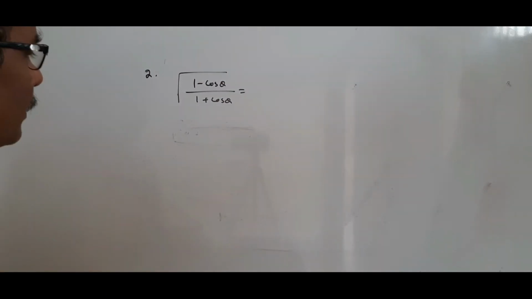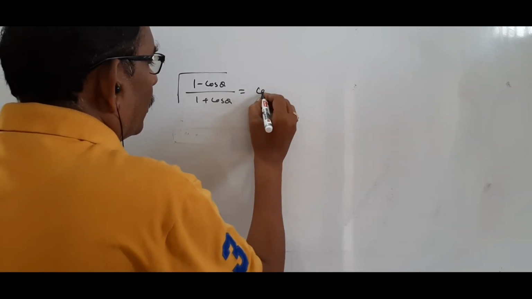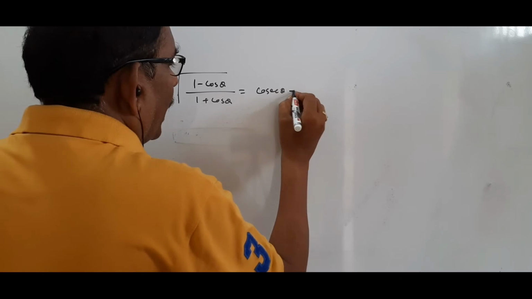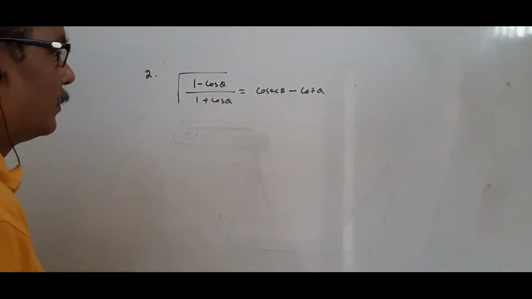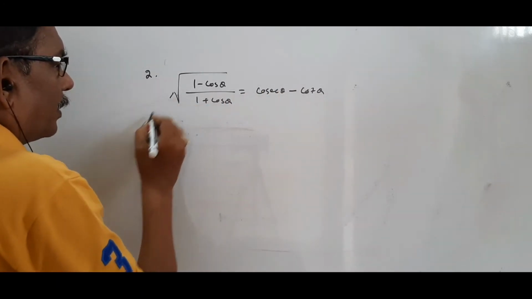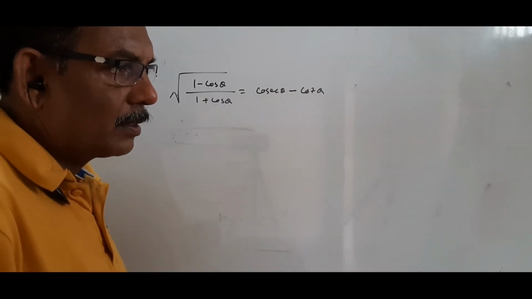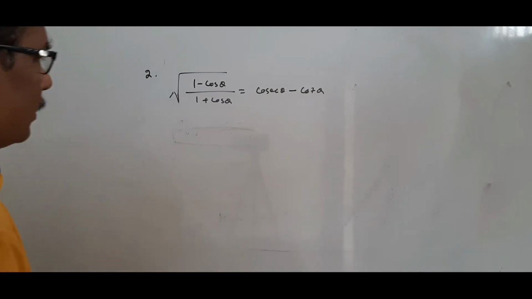You have to prove it. Now, cosec theta minus cos theta, that is your LHS, and this is your RHS. So, if any square root is given, you have to rationalize the equation, the numerator and denominator.